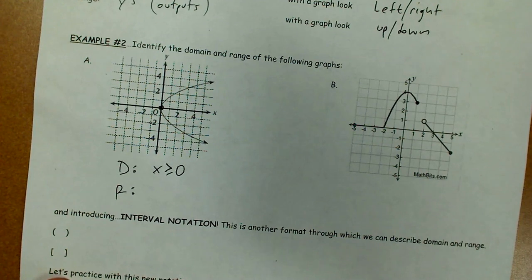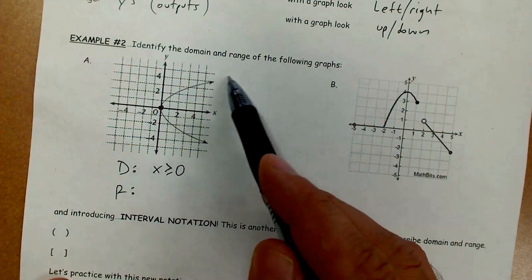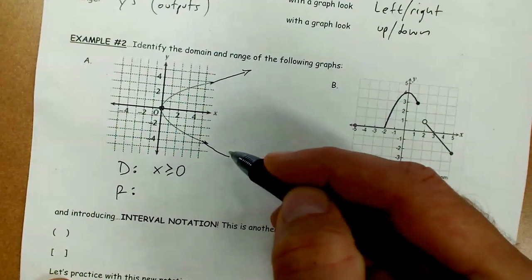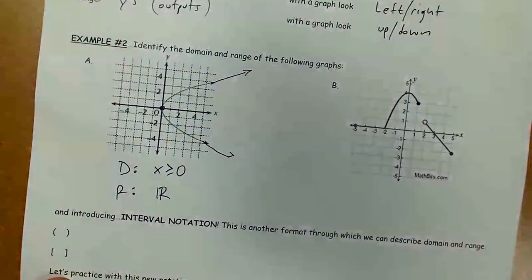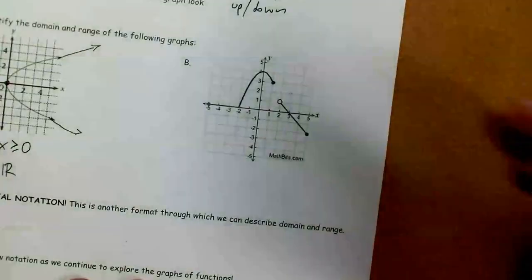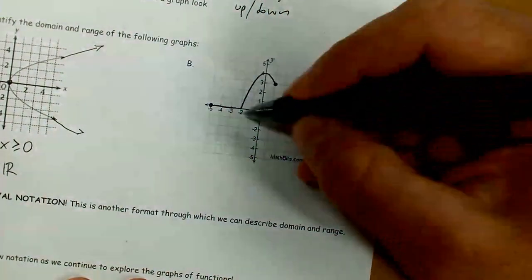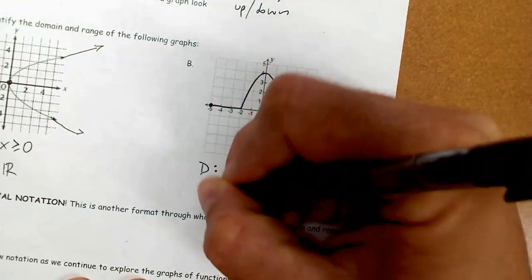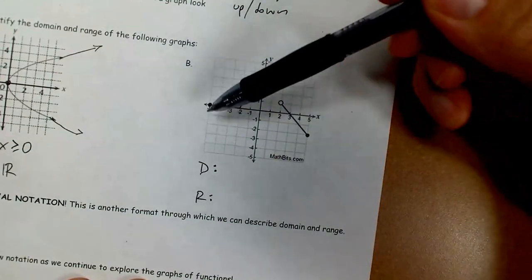Okay. Now, we know those arrows mean it goes on forever. They also mean it's going to go up and down forever. So your range is all real numbers. Okay. Second one for B, this does not have any arrows on the end. So our domain and our range are both going to be finite. They're both going to be restricted here.